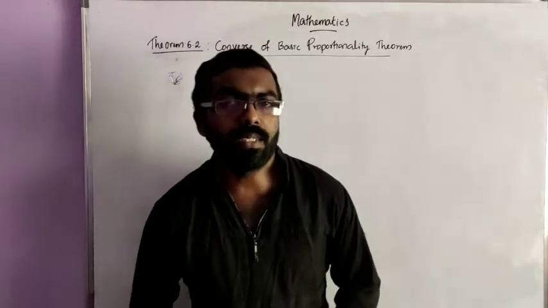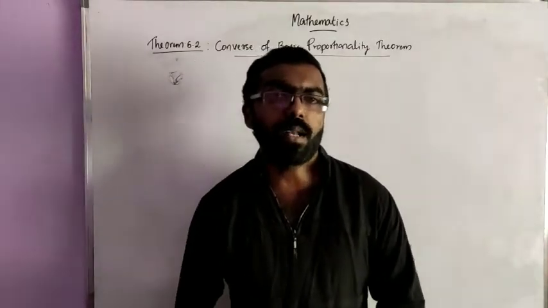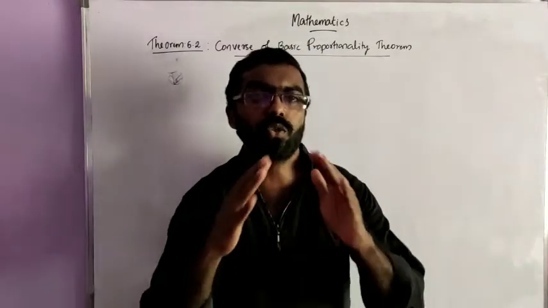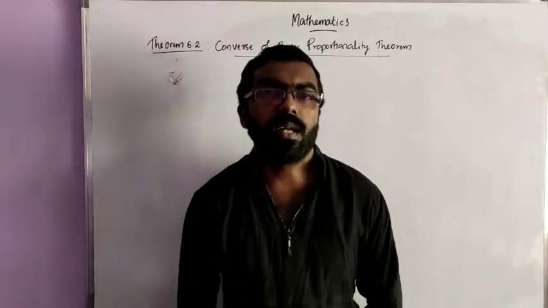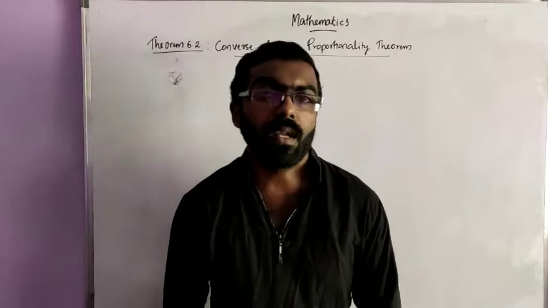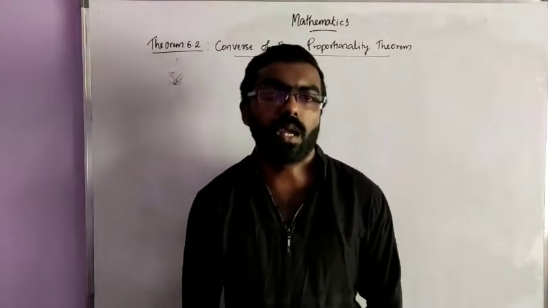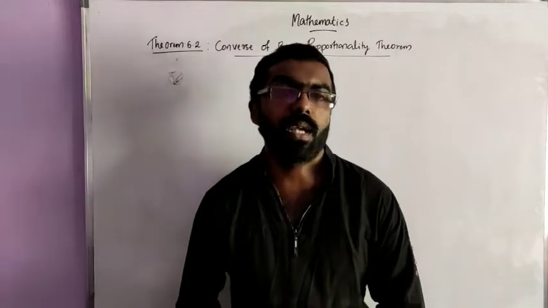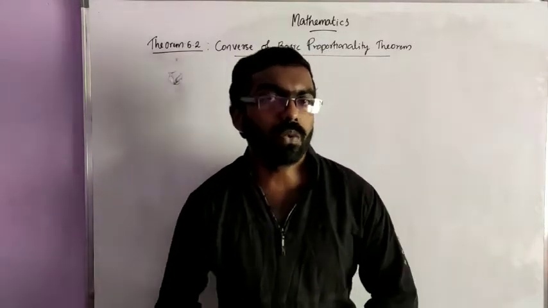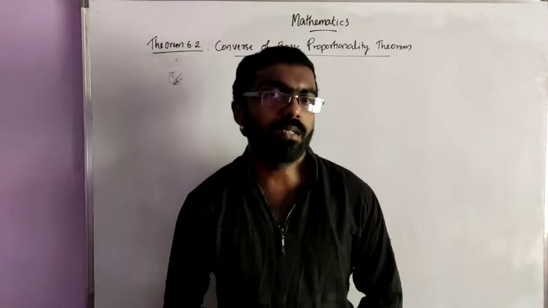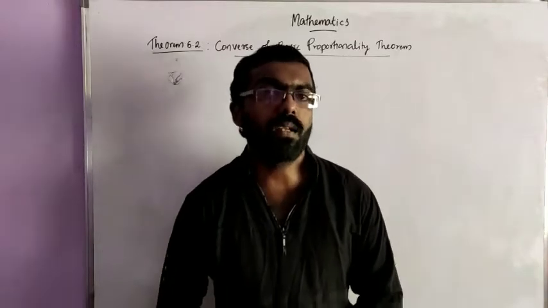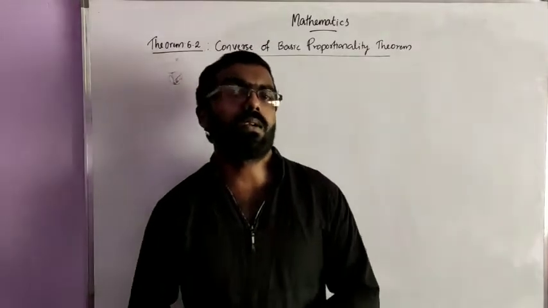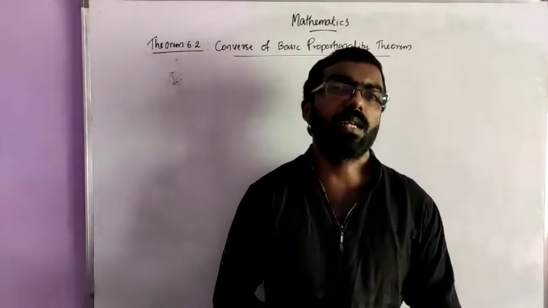The theorem states that if a line is drawn parallel to one side of a triangle to intersect the other two sides in distinct points, the other two sides are divided in the same ratio. If a line is drawn parallel to one side of a triangle to intersect the other two sides in distinct points, then the other two sides are divided in the same ratio. So that is called the basic proportionality theorem.